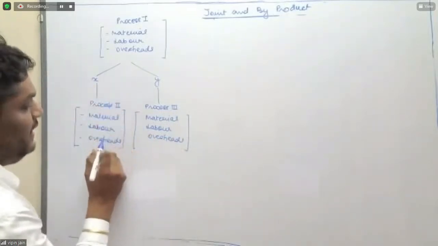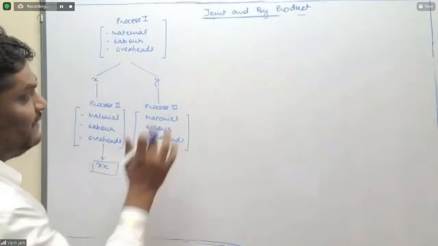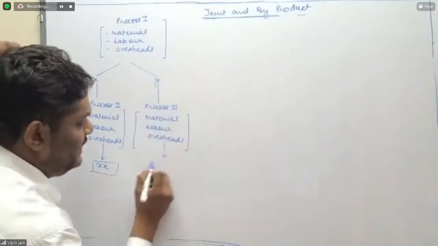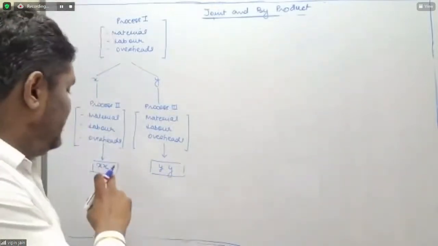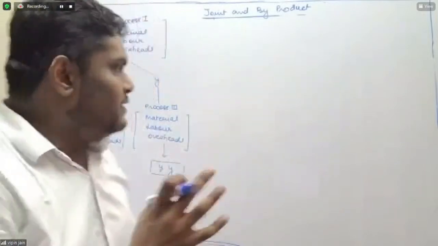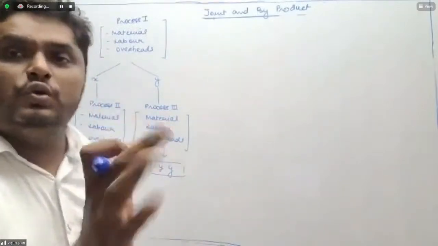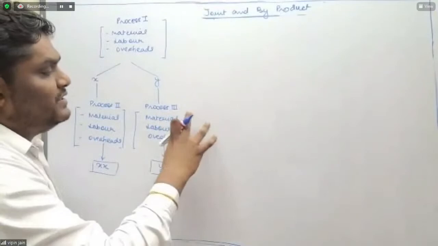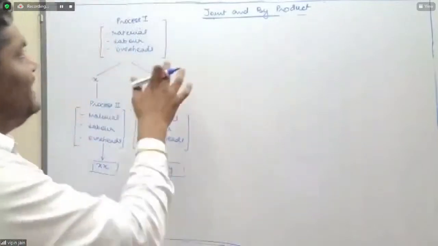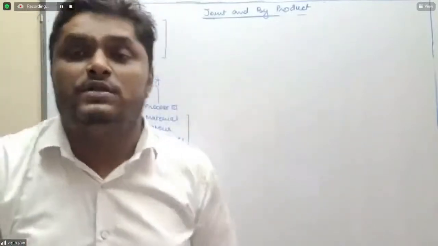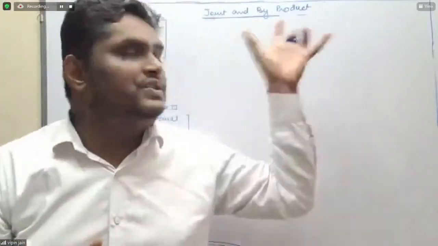After further processing in process second, the final product of this process is, let's say, double X, and the final product of process third is, let's say, double Y. Now the major question is, what is the total cost of double X and double Y? Whatever the cost of process second, we can easily say that this belongs to double X. Whatever the cost incurred in process third, we can say it basically belongs to double Y. But the major problem is, what about the cost of process first? How to apportion the cost of process first, that we will be discussing in this chapter, that is joint and byproduct.